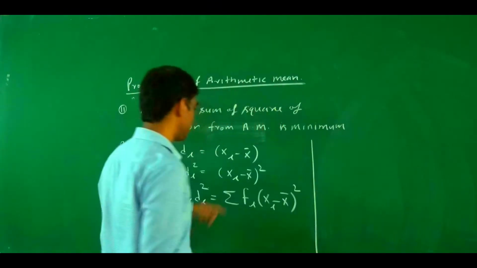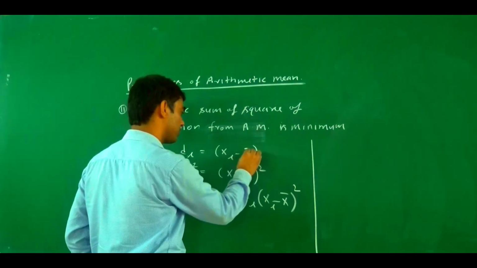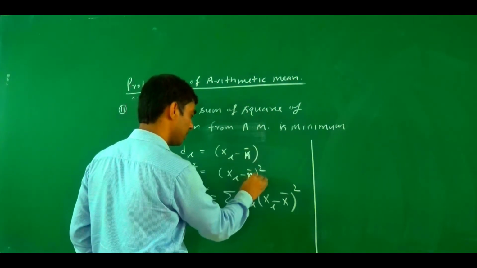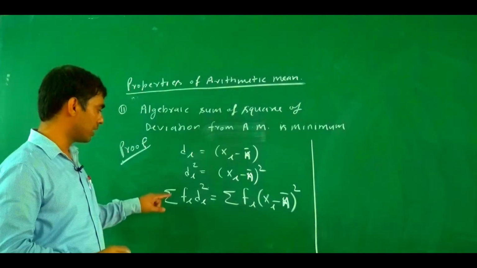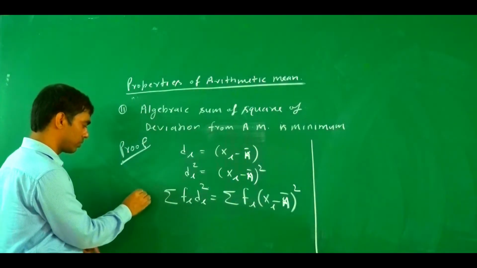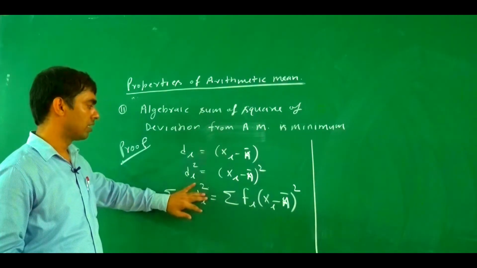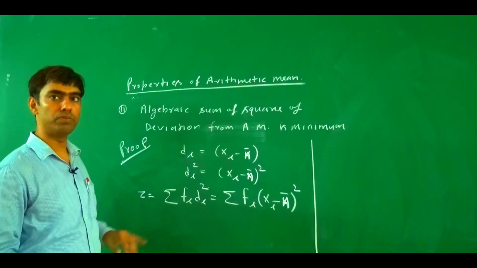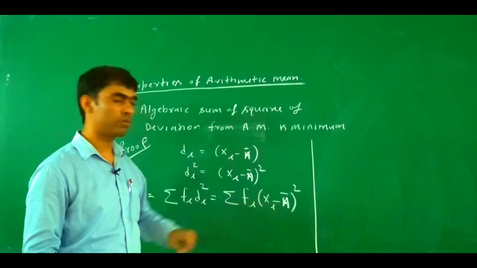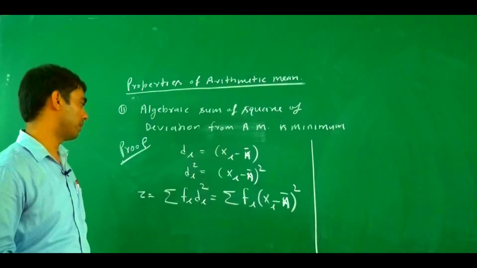Here we assume that x bar equal what? X bar equal A. Then suppose this one is z, the algebraic sum of a square of a deviation. We saw that this function gives the minimum value if capital A equal what? Capital A equal x bar, then we are able to prove this one.